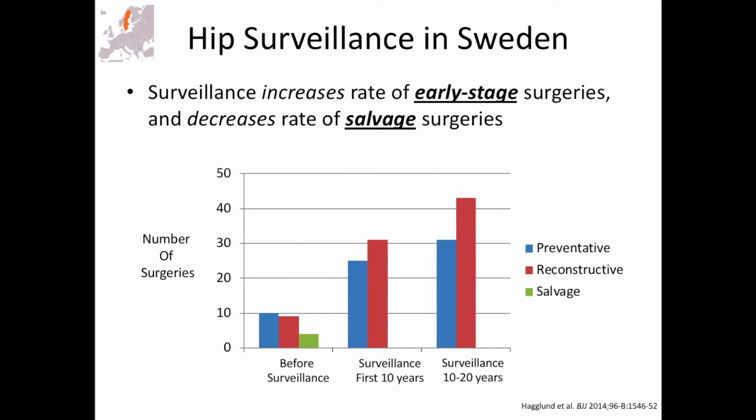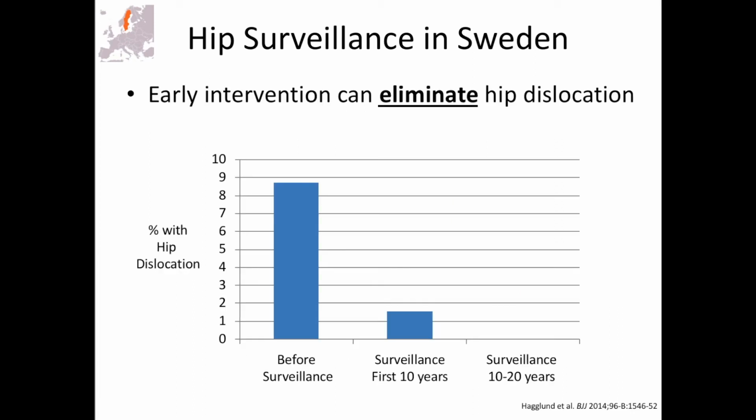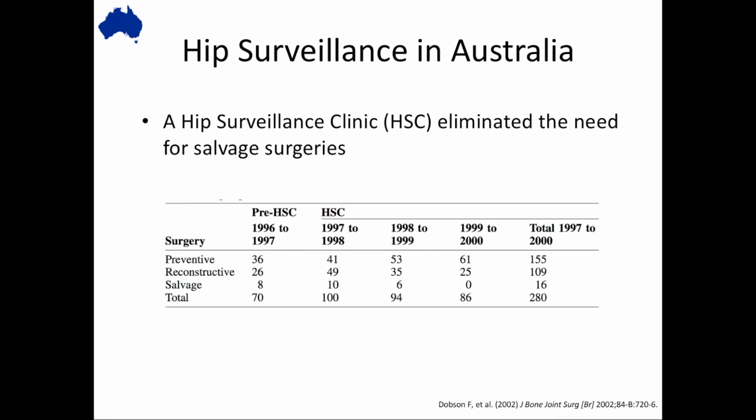Now you may be asking, is this a strategy of surgeons to just do more surgery? Well, if you look at what happens to the percentage of hip dislocation over time, the story tells itself. Early intervention essentially eliminated hip dislocation across the entire population of Sweden. Our colleagues in Australia found a similar trend with a hip surveillance clinic that identified children early. They found that preventative surgeries increased over time, reconstructive surgeries decreased over time, and salvage surgeries were altogether eliminated.